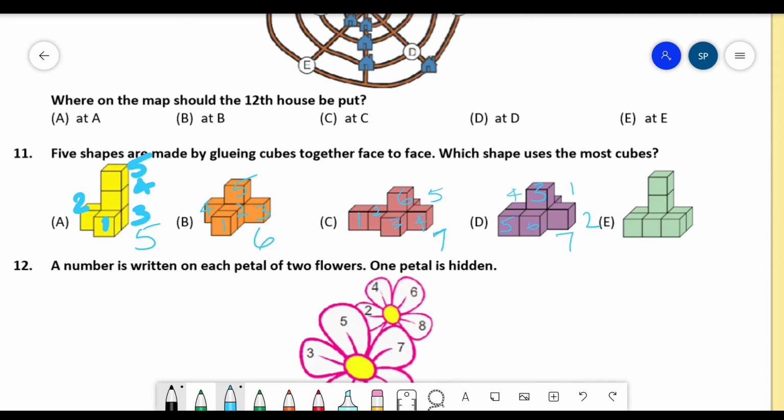So here there is 1, 2, 3, 4, 5, 6 and 7. But if 6 and 7 are there, there has to be a cube under them to balance it, which means it's not just 7, it's 8 because of the extra cube. So in all of them, E has the most cubes, which means E is our answer.